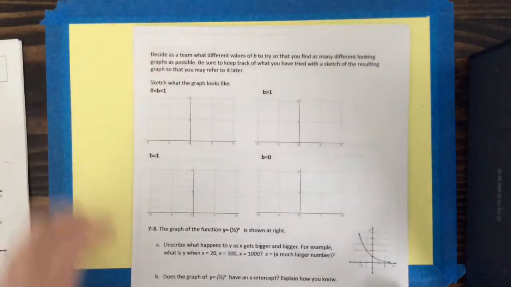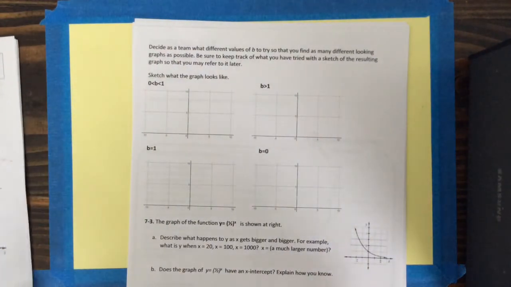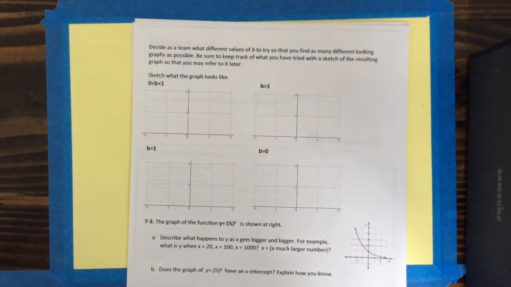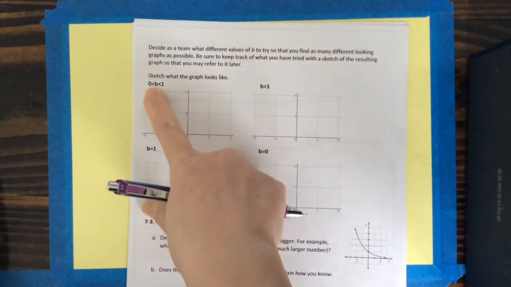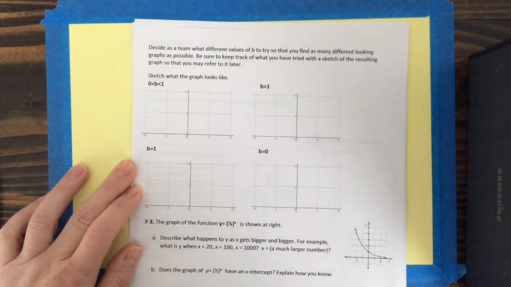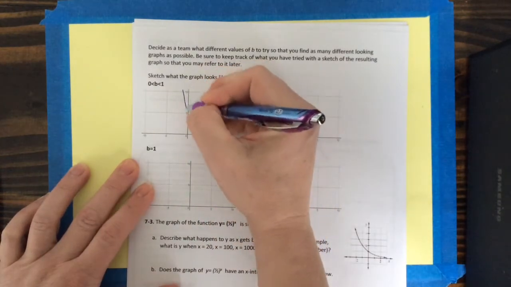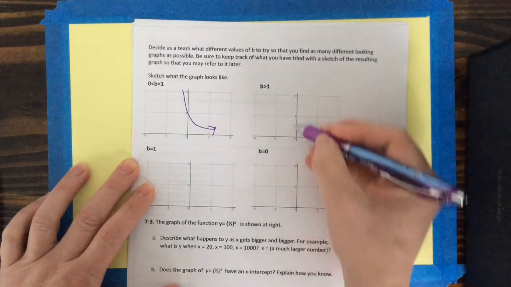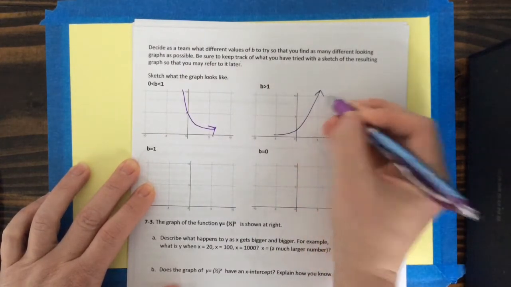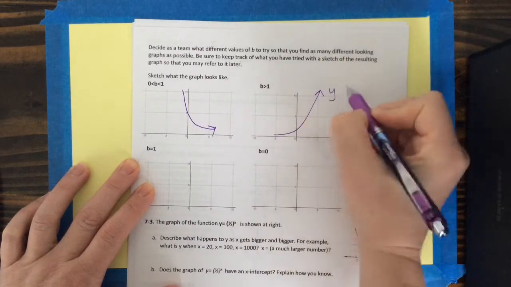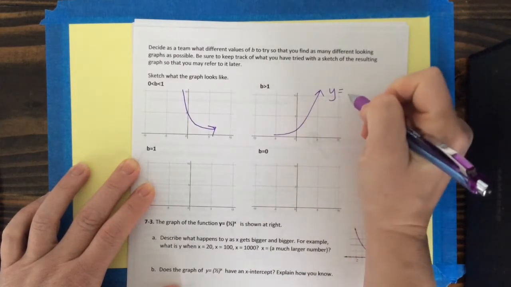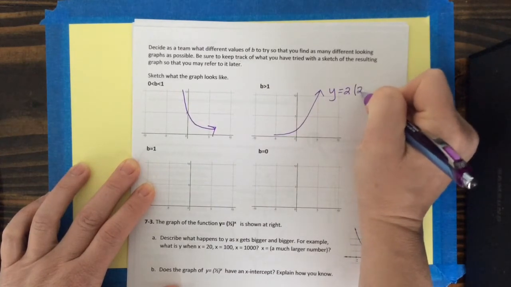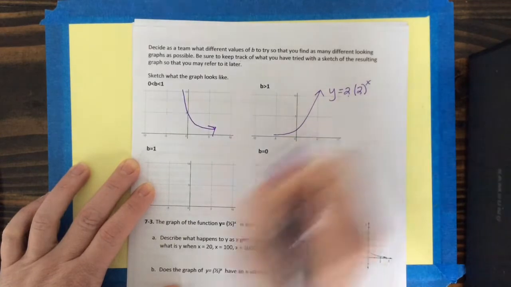Okay, so what you're going to find is that this is really just a review of what we've already done. When your b value is greater than 0 but less than 1, you're going to get a graph that is decreasing. If you have a b value greater than 1, you have a graph that is increasing. So this could be, for example, y equals 2 times 2 to the x. So it's doubling starting with 2.